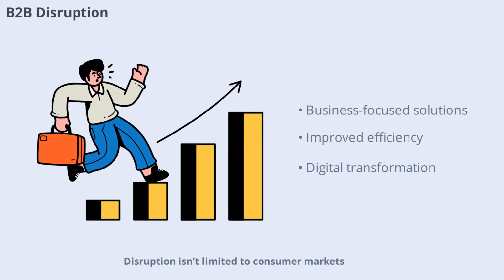Disruption isn't limited to consumer markets. B2B startups like Slack and Shopify have transformed how businesses communicate and sell. By offering intuitive, scalable solutions, these companies help other businesses operate more efficiently and compete in the digital age.